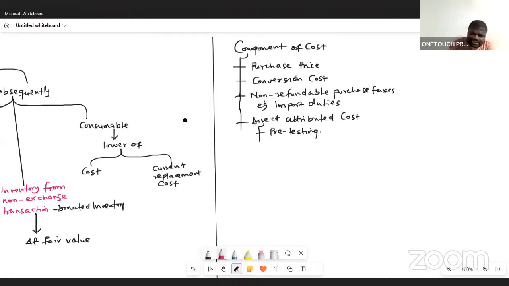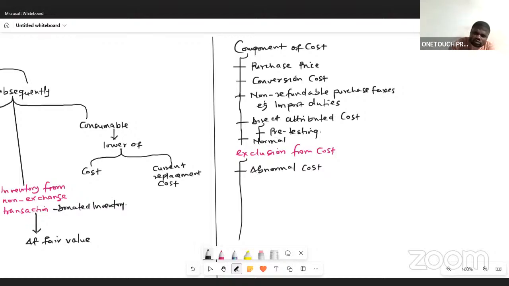Okay. There are certain costs that must be excluded. Exclusion from costs. We have abnormal wastage or abnormal cost. In other words, normal cost is part of what? Cost. The normal cost or normal loss is part. So abnormal cost or abnormal loss is not part.